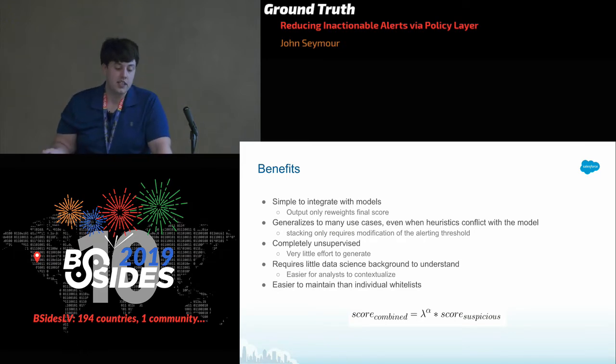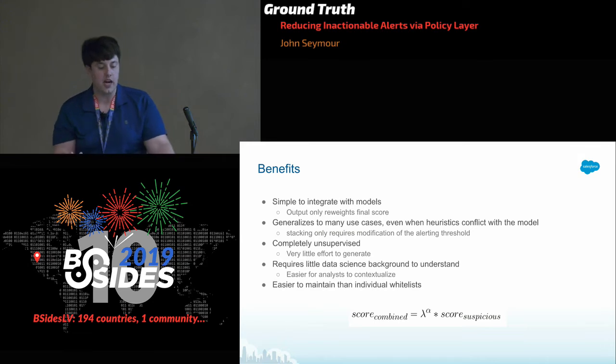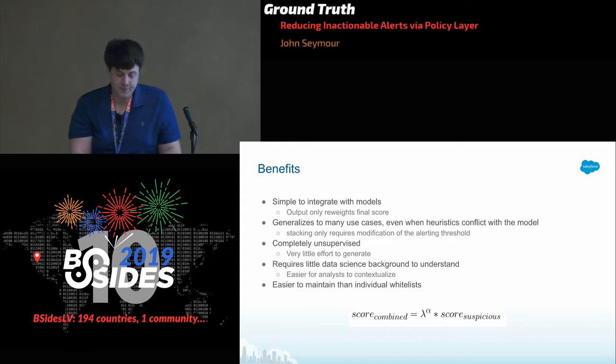So even in instances where the heuristics conflict with the actual model generated, such as that exfil detection model using good domains, you can actually just reweight the final alerting threshold for the combined score. Another benefit is the model is completely unsupervised, requiring 0 effort to train. And the model requires very little data science background to actually understand, right? But perhaps most importantly, it allows you to aggregate all of your different heuristics in one place, which makes it much, much easier to maintain.